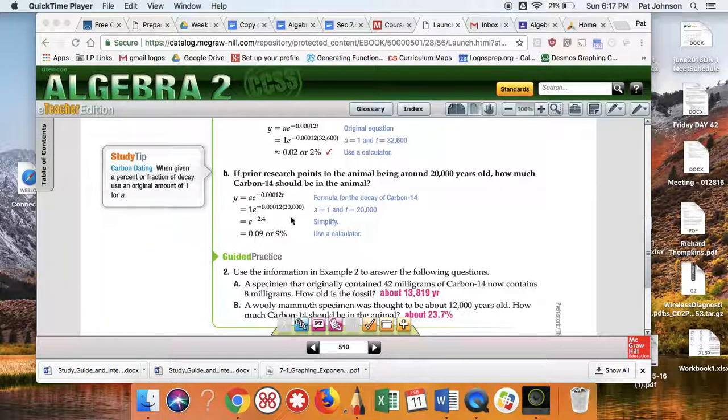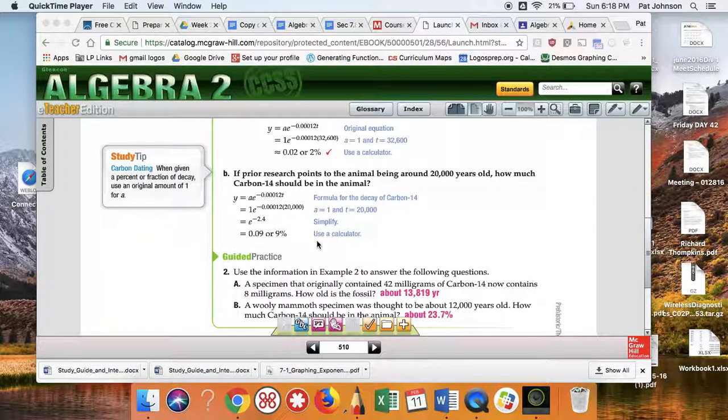So we put 20,000 for T, but what is A? Whenever you're solving these kinds of equations and you're solving for Y, the percentage or the fraction of the decay, we always use 1 as the original amount. So A is 1. So they fill in A with 1 and T with 20,000, and when you put this in your calculator, you're going to get 9%. So there is about 9% of carbon in the animal.